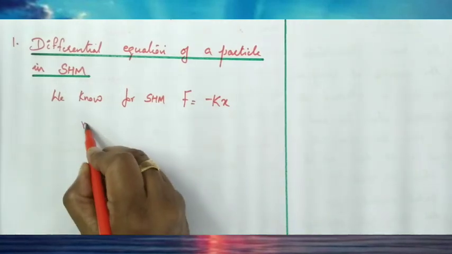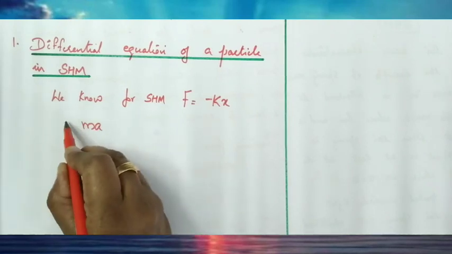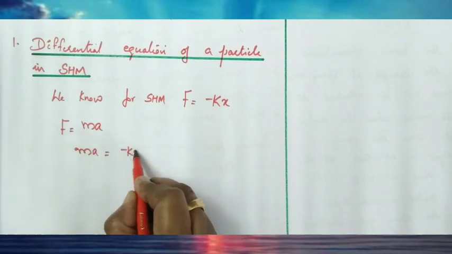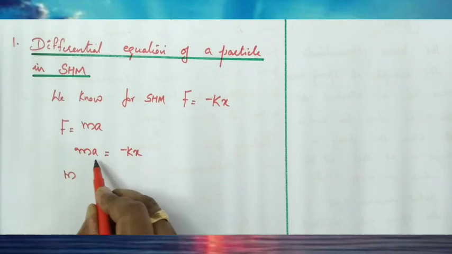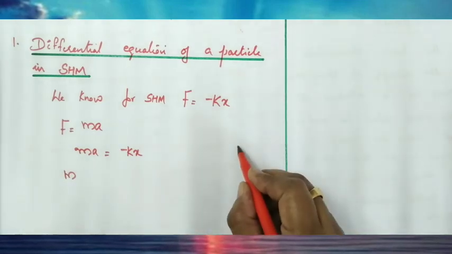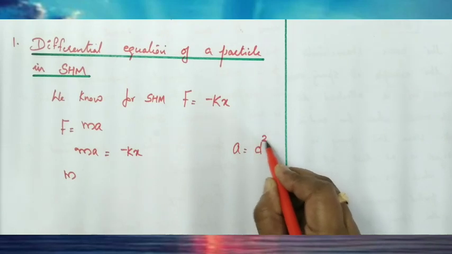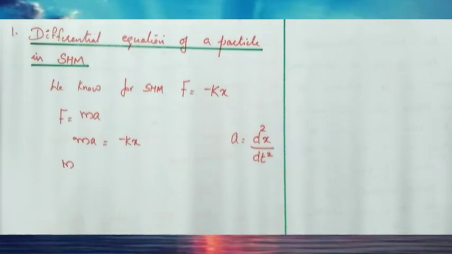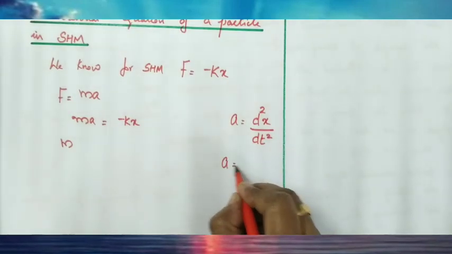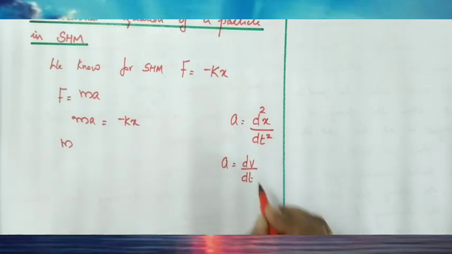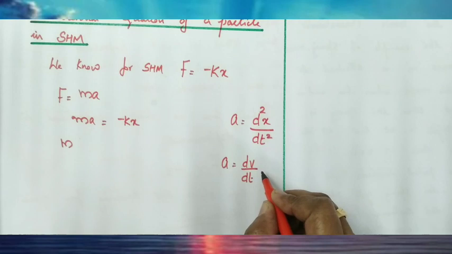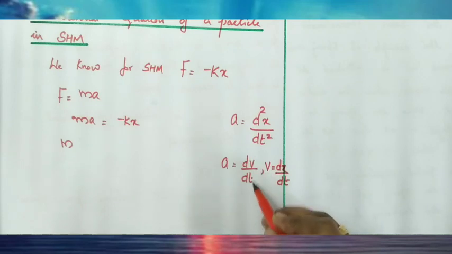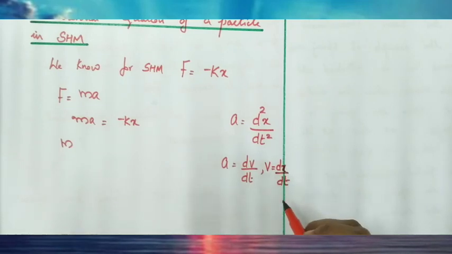And we know that F equal to ma from Newton's second law, and we can equate these two and write therefore ma equal to minus kx. Okay, so m into what is acceleration? We know that acceleration is equal to d square x divided by dt square, isn't it? Acceleration is velocity divided by time, dv by dt. But what is v? v equal to dx divided by dt, that you know. Acceleration is rate of change of velocity, velocity is rate of change of displacement.